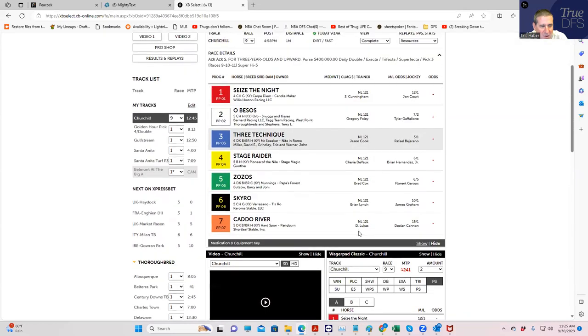Race number 9, I thought the 1 and the 6 were incredible values. Not that these other horses can't win, but this is where you make your money. Seize the Night, Skyro, both extremely long and both very, very logical.